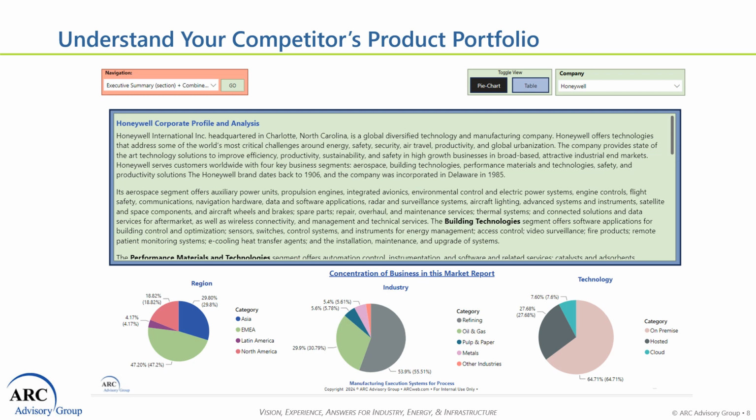This analysis helps ARC's clients get a better understanding of how changing market dynamics in any individual vertical industry, region, or technology submarket will impact certain competitors more than others. This understanding helps ARC's clients better anticipate the changing competitive landscape based on the changing market dynamics within individual vertical industries, regions, and technologies.